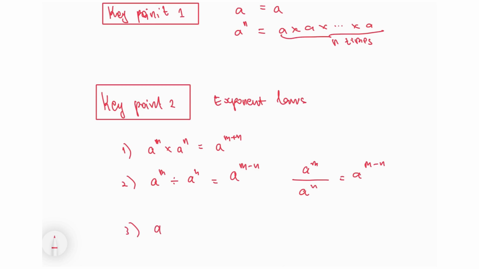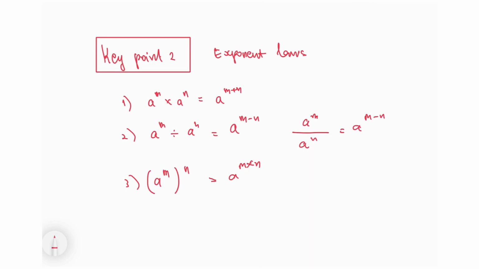Third is a to the power m, and then everything to the power n is a to the power m times n. And we also have the different bases. A to the power n times b to the power n is a times b to the power n.